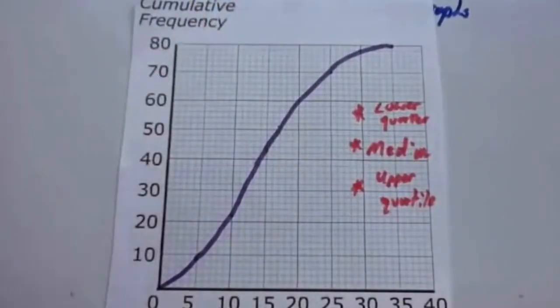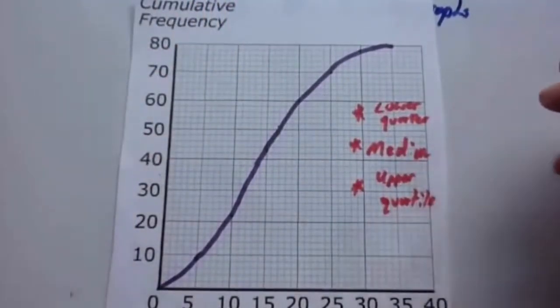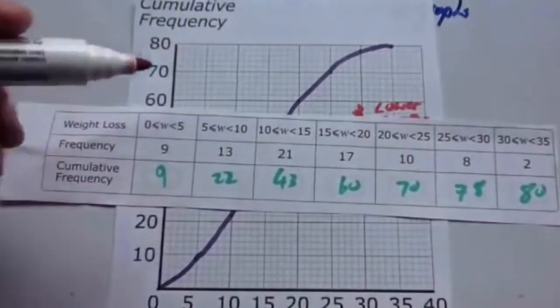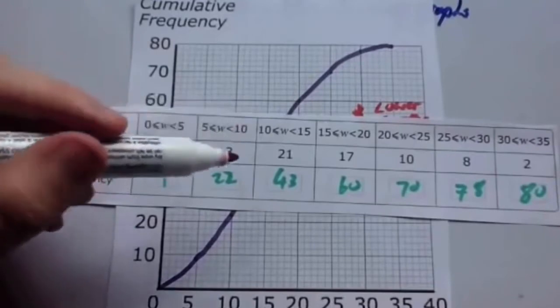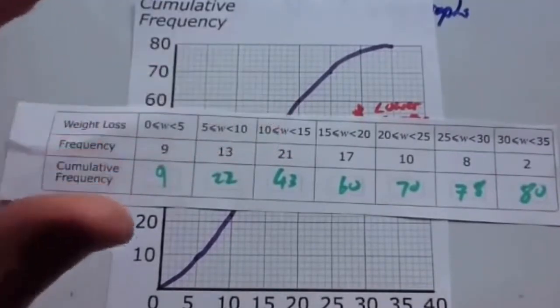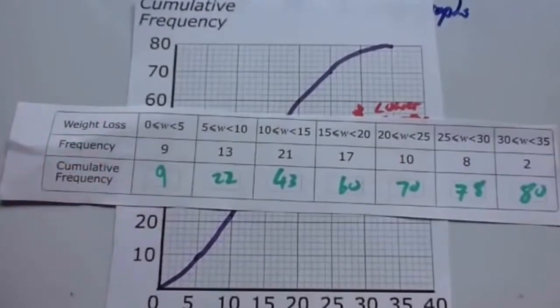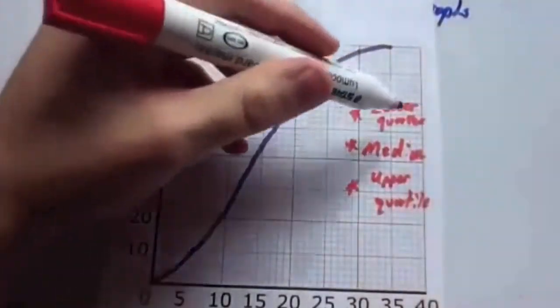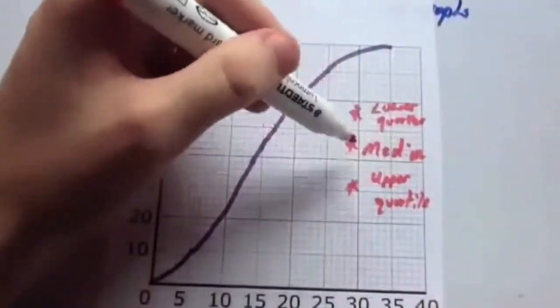Now the first thing to highlight is that this is for group data. Here's the table that I used initially to draw this graph. As this is group data, any calculation we do for the median, the lower quartile and upper quartile will be an approximation, an estimate. So we're going to use this graph to work out these three approximations.